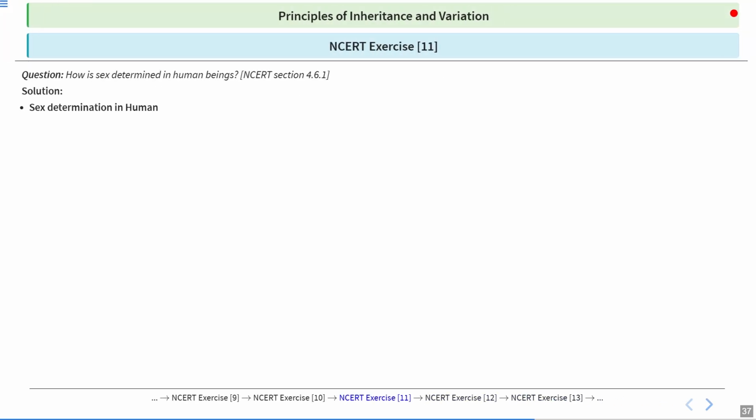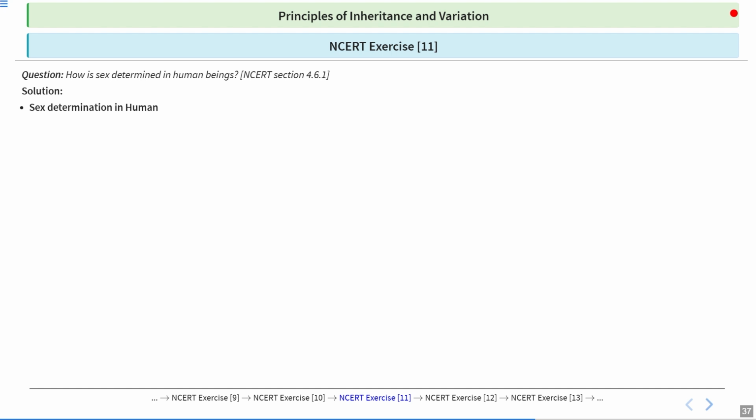So how is sex determined in human beings? Sex determination in humans, you know which sex determination system humans follow? XX and XY sex determination system. Here the females are XX, they have a pair of X chromosomes, and males are XY. They have one X chromosome and one Y chromosome.